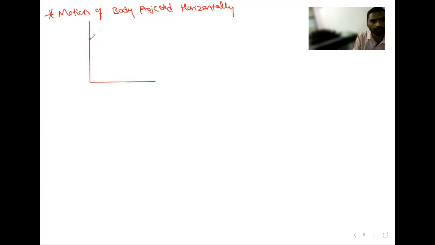Open it. This is the body. It is projected like this. How much is the velocity? We will take this in the next example, in the next class. Okay, fine. We'll stop now. We'll continue in the next lecture.